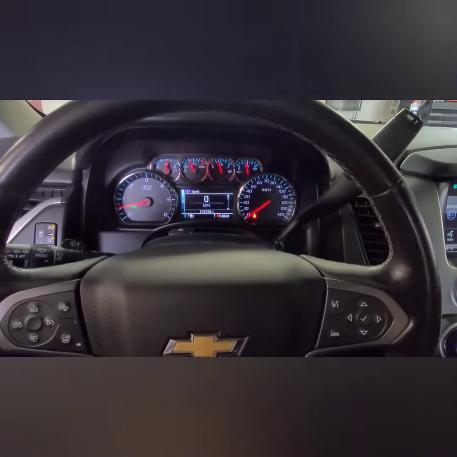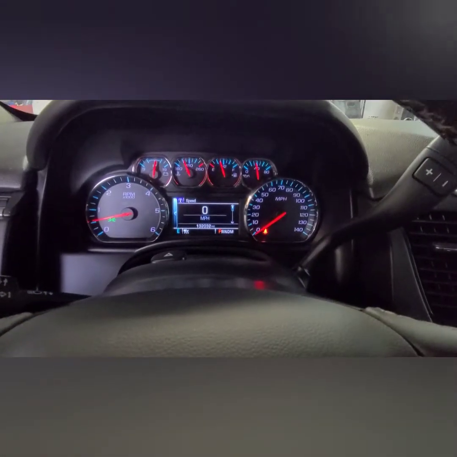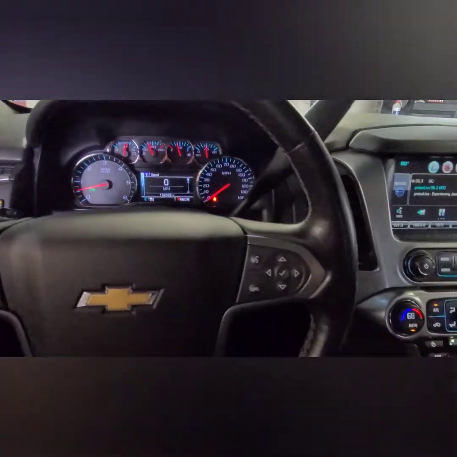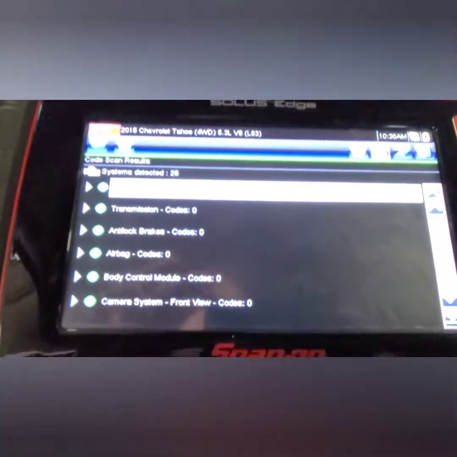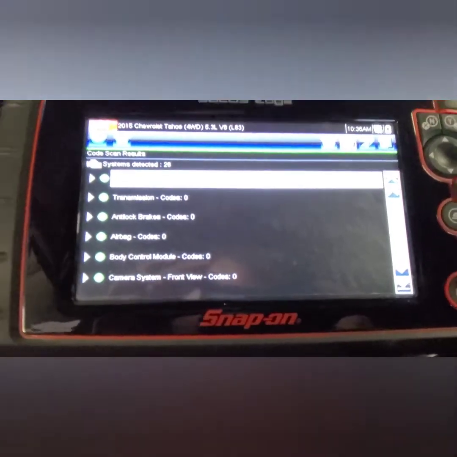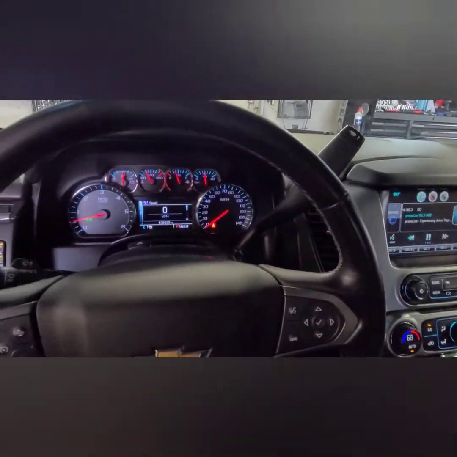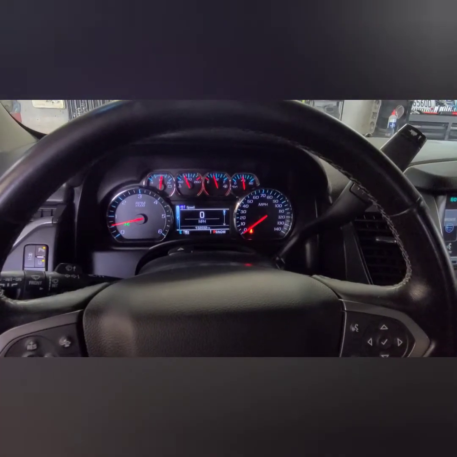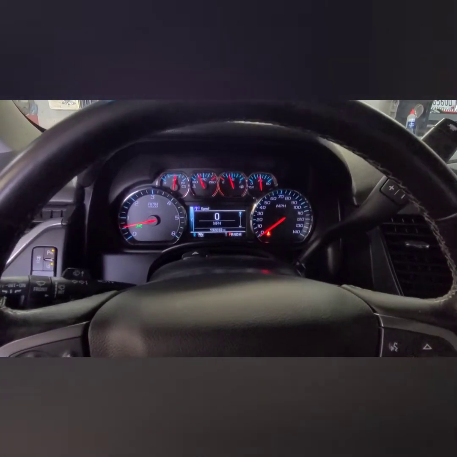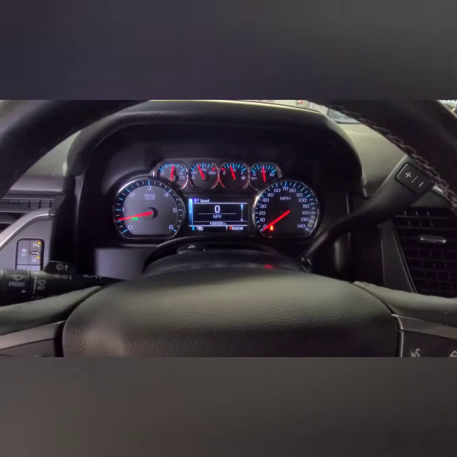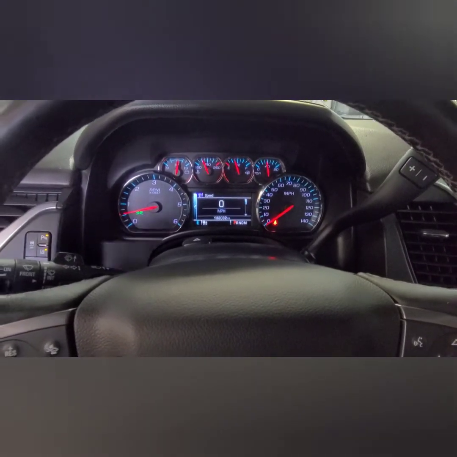Alright guys, there it is. I fixed all my service suspension codes, service StabiliTrak, all those codes. I've got 0 codes in the system now. So just under $10, I was able to fix a lot of issues on this thing that were being caused by broken wires. So I'm pretty happy with how well it turned out.